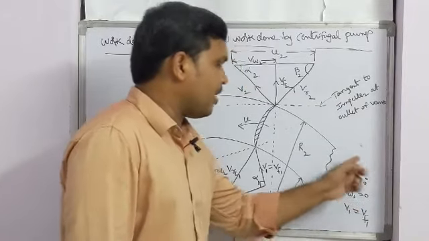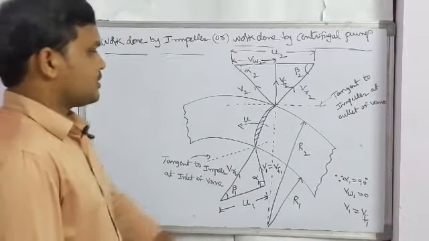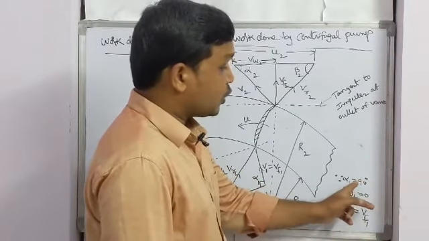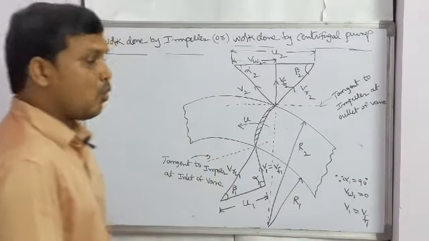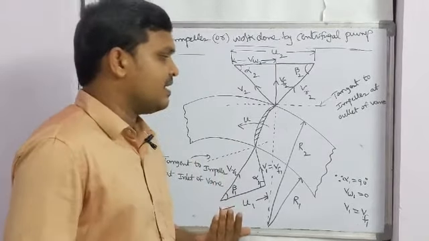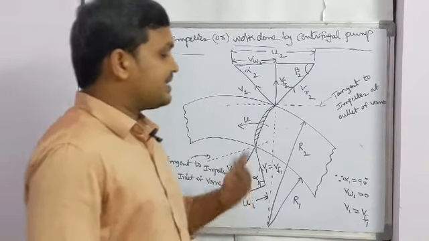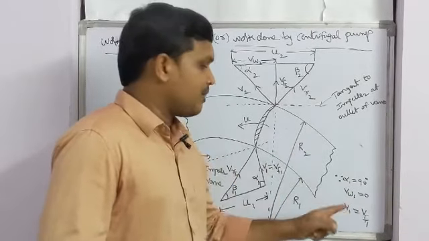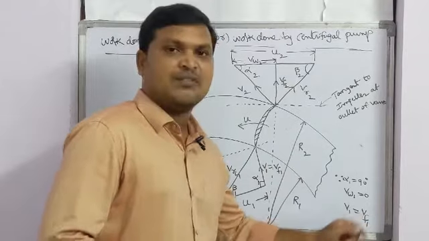All these things we already discussed in the turbines. In the Francis and Kaplan turbines, alpha 2 is 90 degrees, which means the water leaving the blade is at 90 degrees. Whenever the exit angle is 90 degrees, VW2 will be 0 in the turbine, so V2 is measured as VF2.